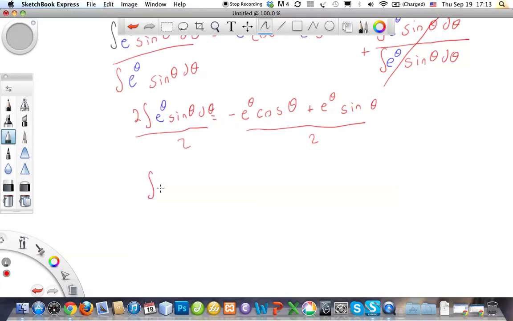Now I'm going to get the integral of e theta sine theta d theta is equal to negative 1/2 e theta cosine theta, plus 1/2 e theta sine theta. And here is your answer.